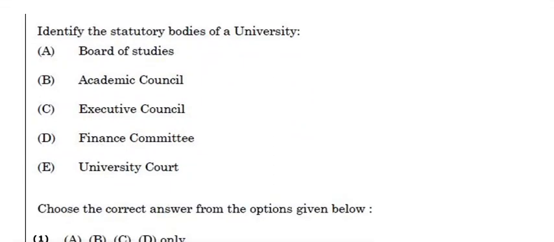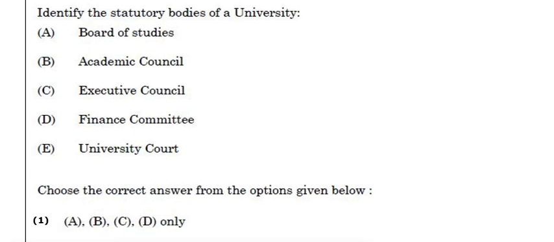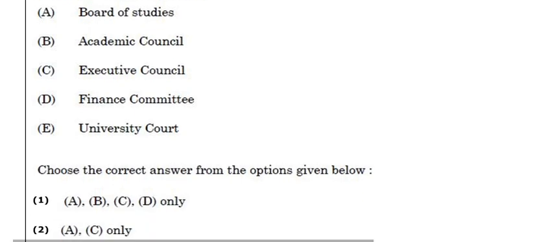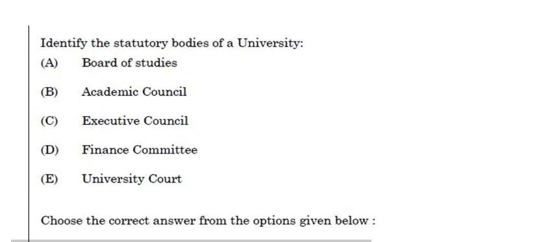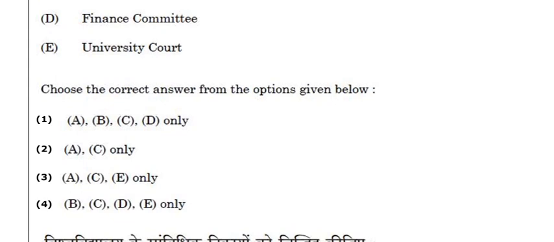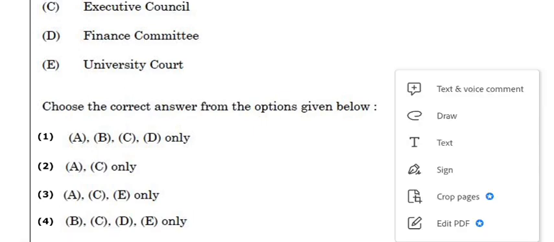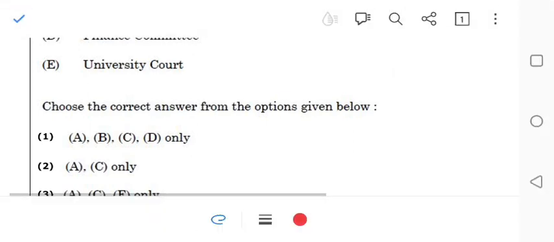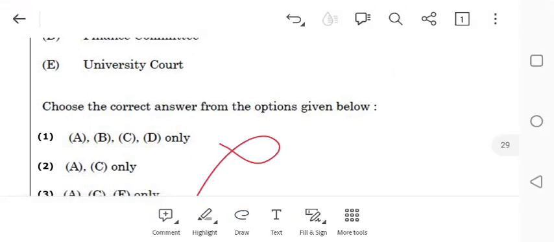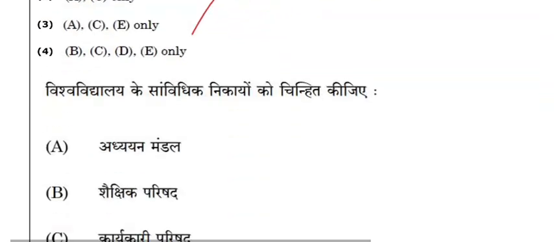Next, identify the statutory bodies of university: boards of studies, academic council, executive council, finance committee, university court. So these are the options. 43. Correct option. Here there is some error in the question maybe. So this is what I have got according to my research, but if you know that it is not the right answer, or that no correct option is given, then please try to rectify it in the comment box.